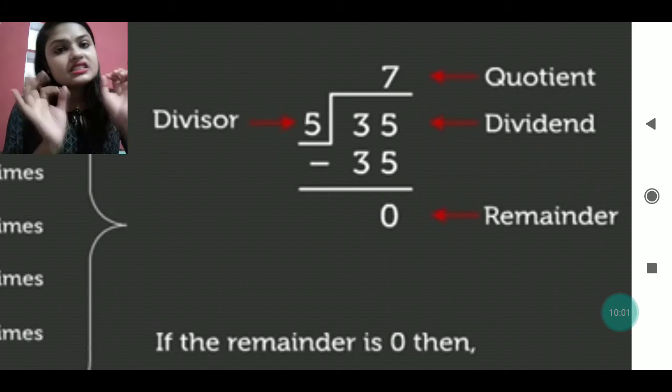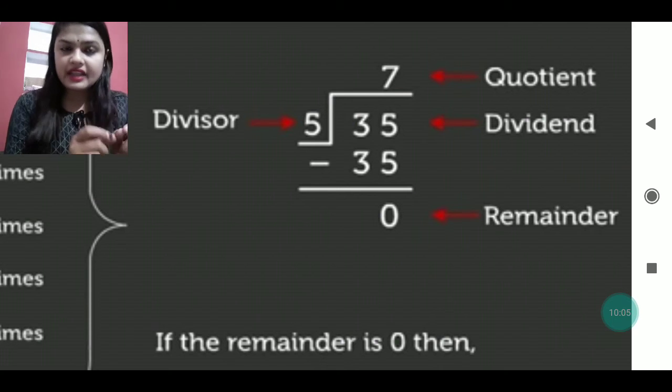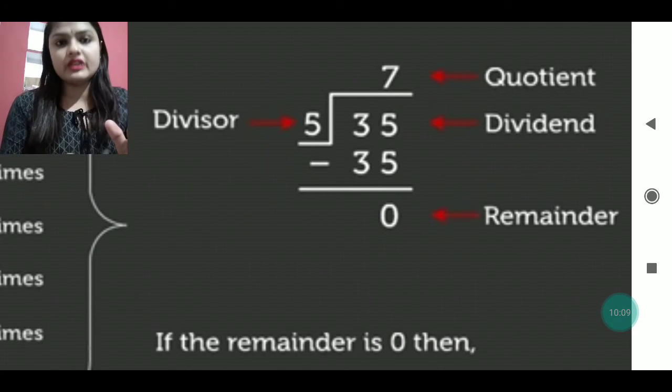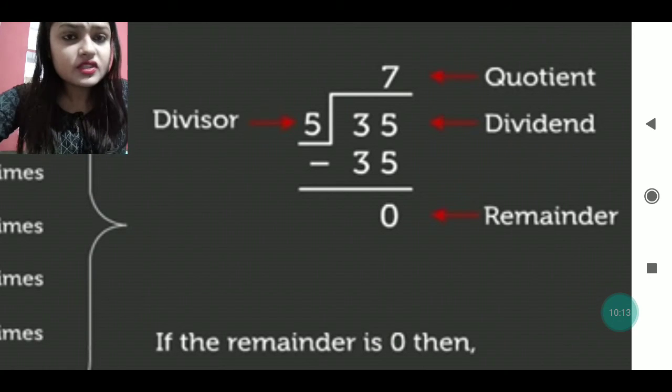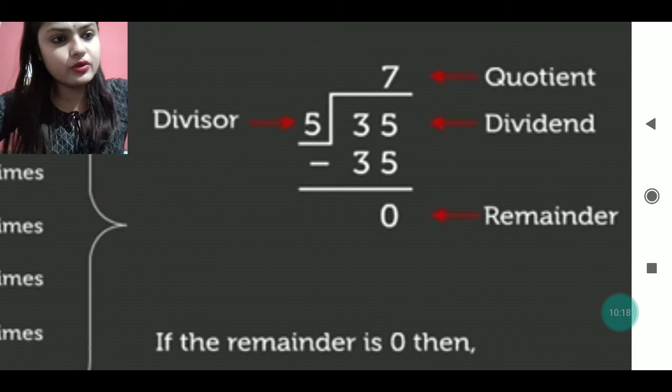Okay, the answer or the result which we are getting, that is called the quotient. And last but not least, whatever amount is left is called the remainder. Okay, that is all. These are the four terms, and according to these four terms only we are going to do the further questions.